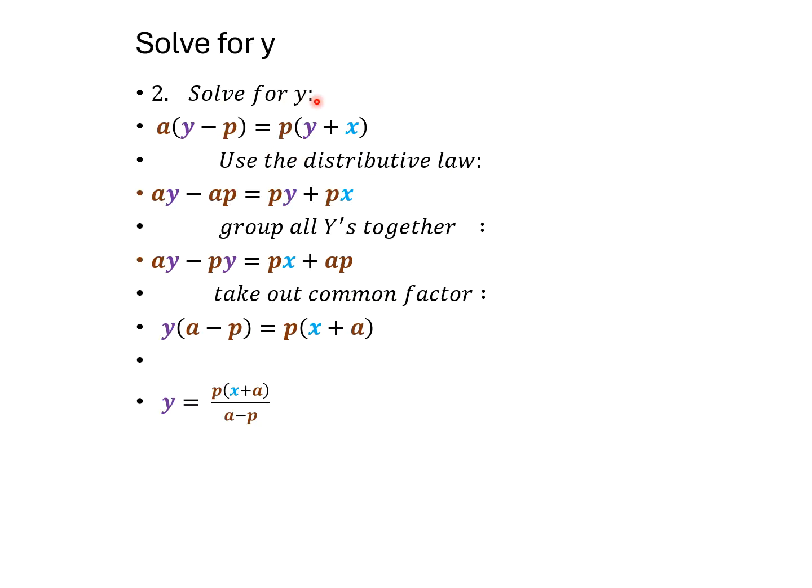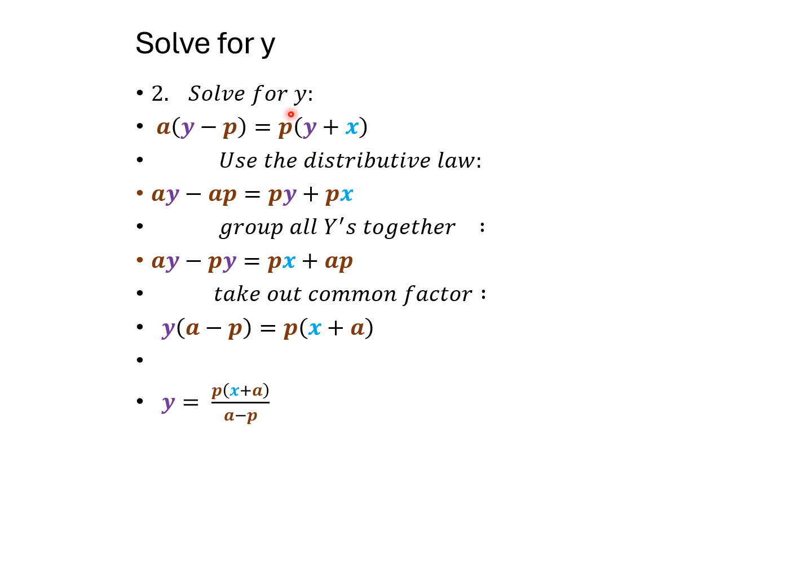So solve for y. So I have a y here and I have a y on the other side. So they gave me a(y minus p) equals p(y plus x). So to get y on its own, I'm going to multiply out first by using the distributive law. So a times y gives me ay. A times negative p gives me negative ap. P times y gives me py. P times x would give me px.